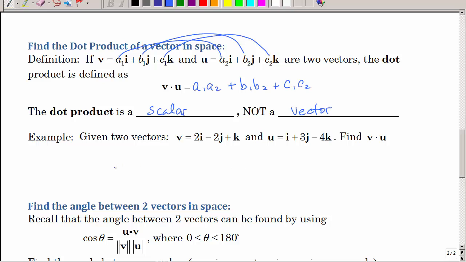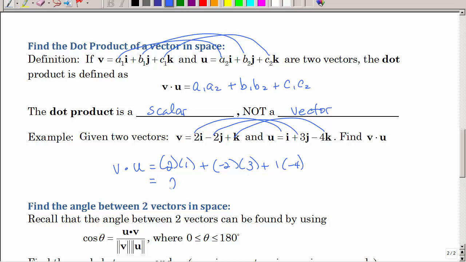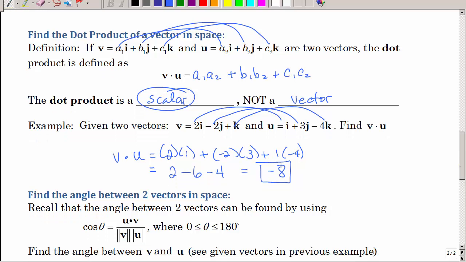So if I want to find v dot u, I would multiply 2 times 1 and add it to negative 2 times 3 and add that to 1 times negative 4. So just doing some simple arithmetic and hopefully not messing up, I believe you get negative 8, which is a scalar, not a vector. Now I'm going through this fairly quickly because we've already done it in 2 space. We're just adding that third dimension.